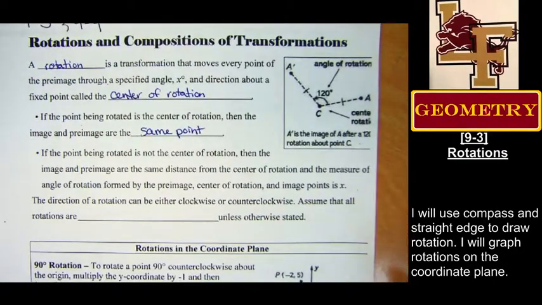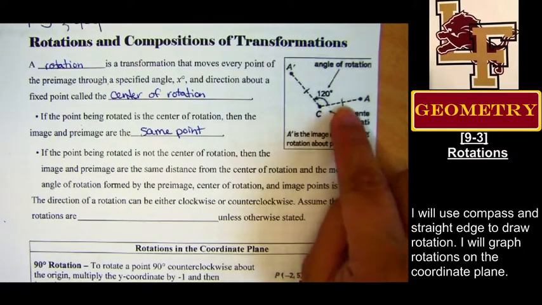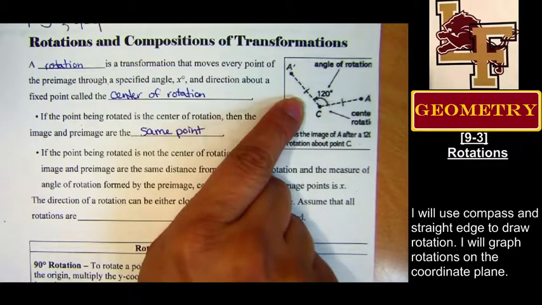If the point you're rotating isn't on the center of rotation, then this distance here from the point to the center of rotation has to be the same distance as the center of rotation is to the image that you're drawing.